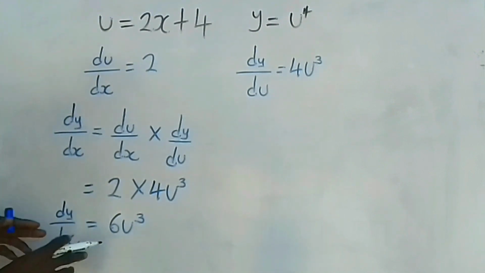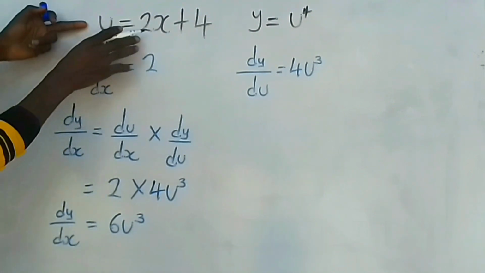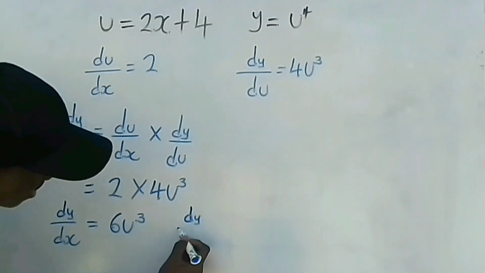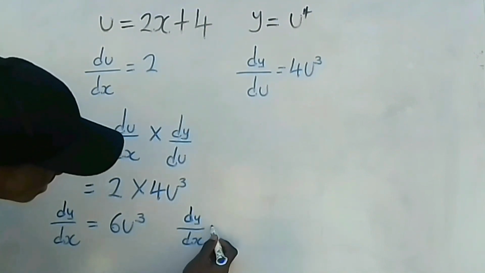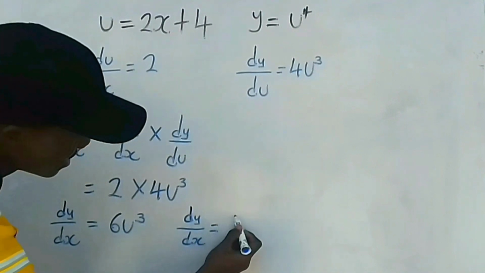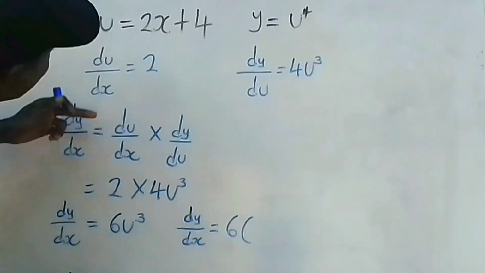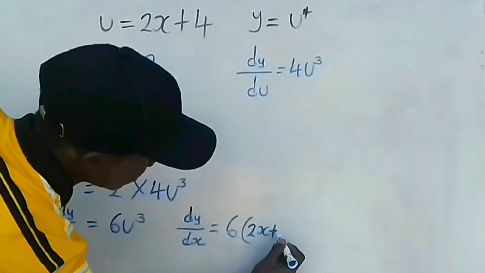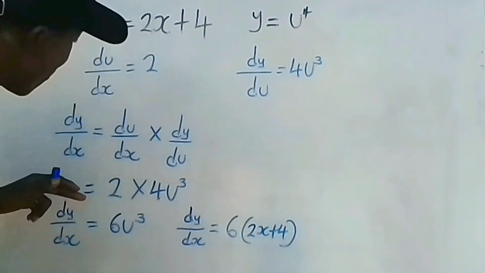So don't forget that u is equals to 2x plus 4. So therefore, dy all over dx is equals to 8 into bracket 2x plus 4 raised to the power of 3.